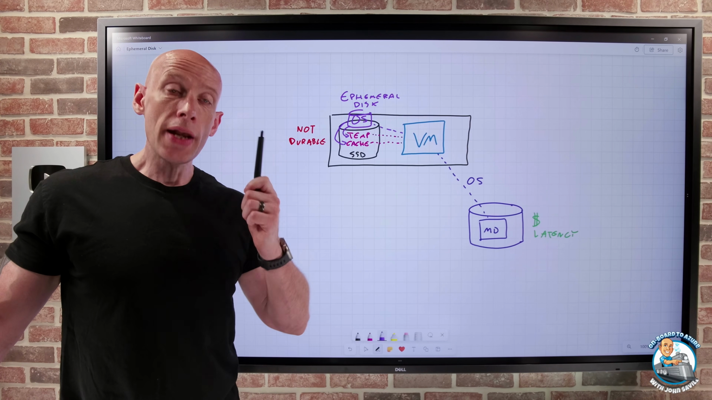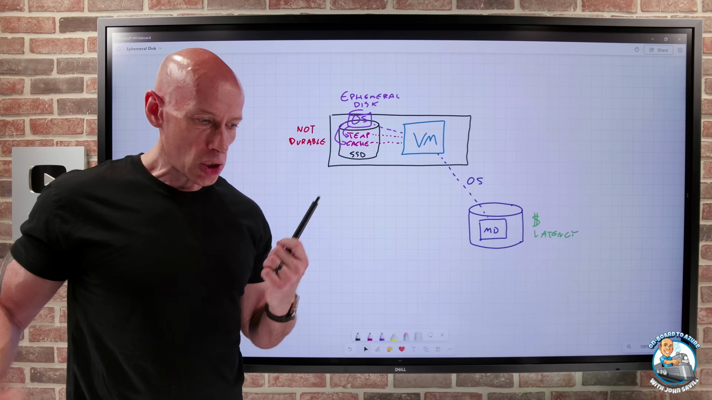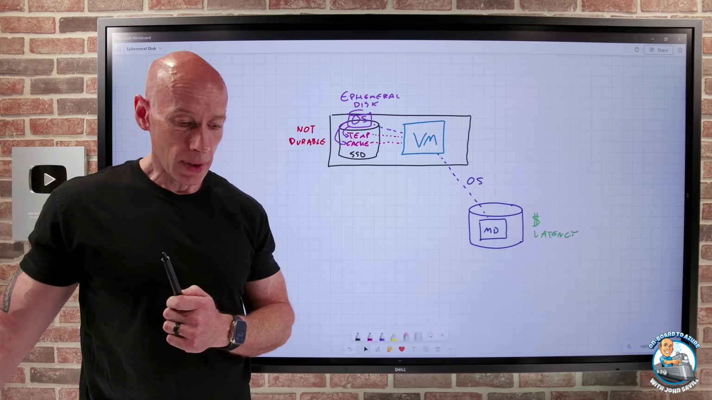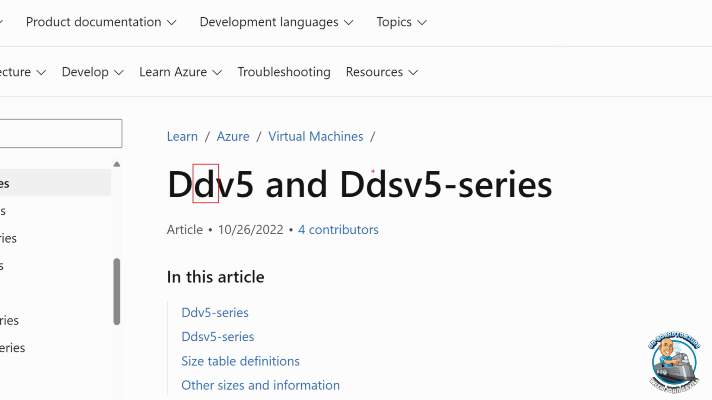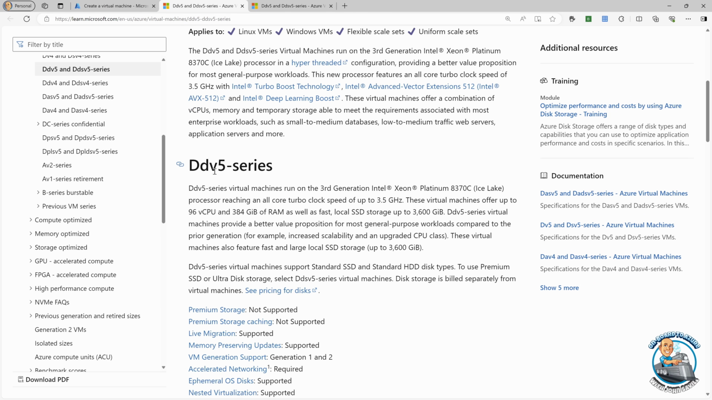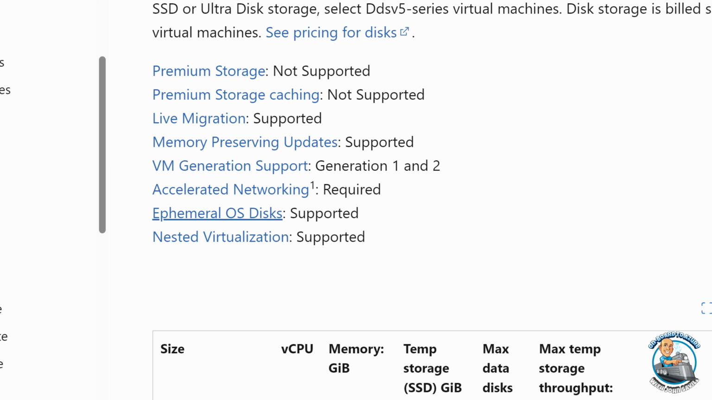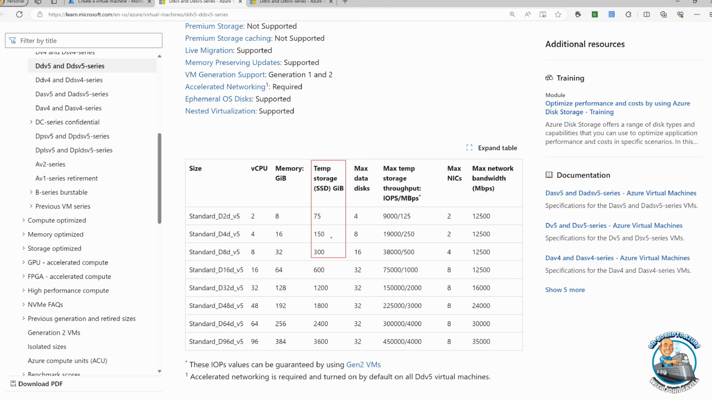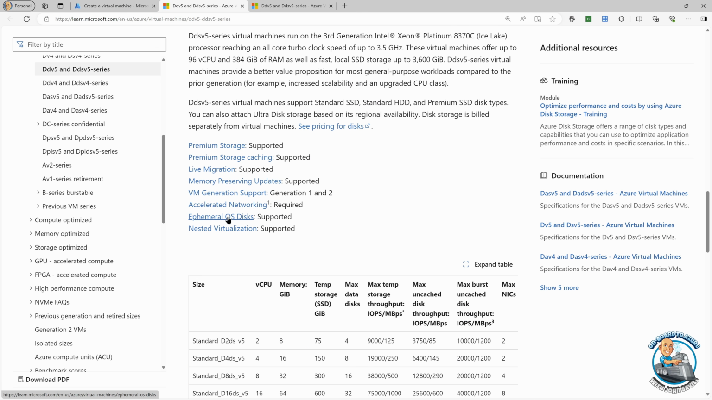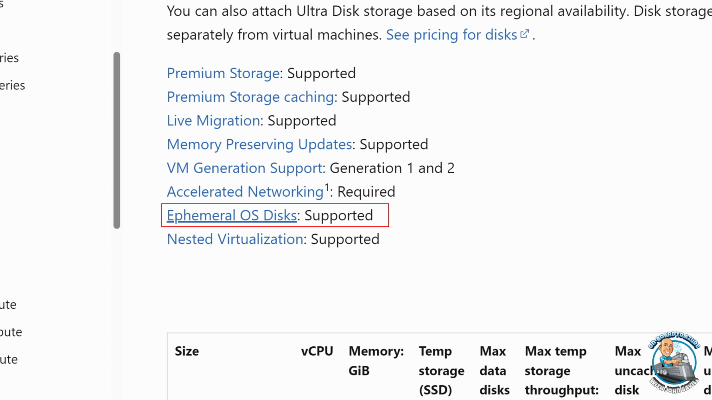Now, how do I know if my virtual machine supports this or not? Well, it will tell you. So if I go and look at the virtual machine SKUs, notice here, for example, it's got this little D, that means it has temporary storage. And then one of them has the little S, which means it supports the premium storage. So if I was to just look at the DDV5, it's telling me here, Ephemeral OS disk is supported, and it's telling me the size of my temporary disk.